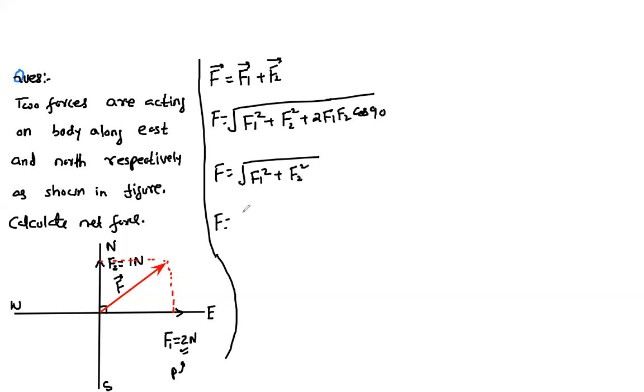So you can keep on substituting the values. F1 is 2, so 2 square. F2 is 1, so 1 square. So force F is root 5 Newton. So everyone is getting the correct answer.